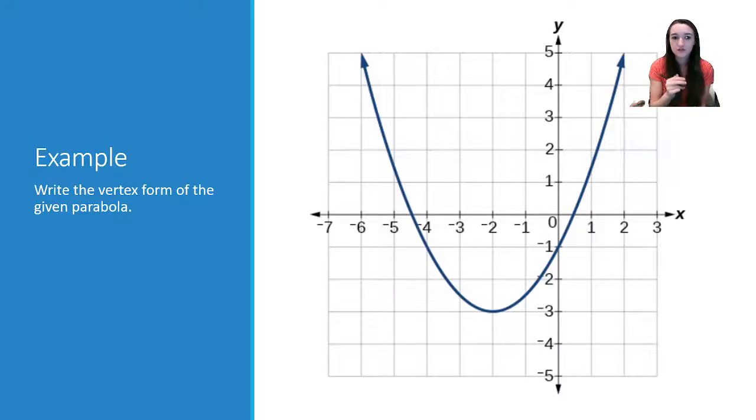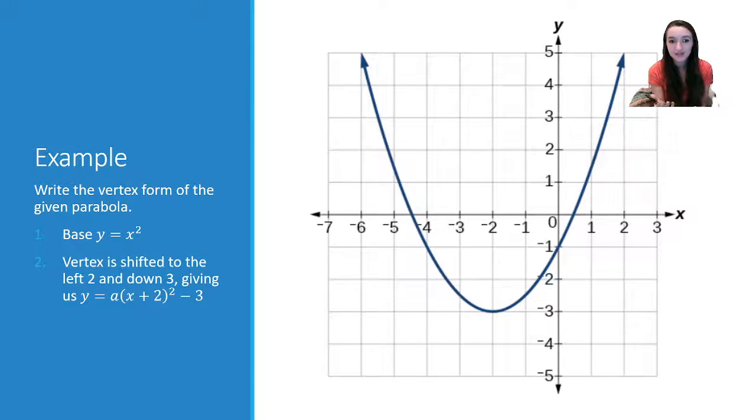All right, so let's look at an example. We want to write the vertex form of the given parabola. So we're going to start off with our base of y equals x squared. Then we're going to look at how it's been moved. So our vertex is shifted to the left 2, and then down 3. So that gives us y equals a(x + 2)² − 3, right? So this is x minus negative 2, and then minus 3 on the outside because it stays the same symbol there.